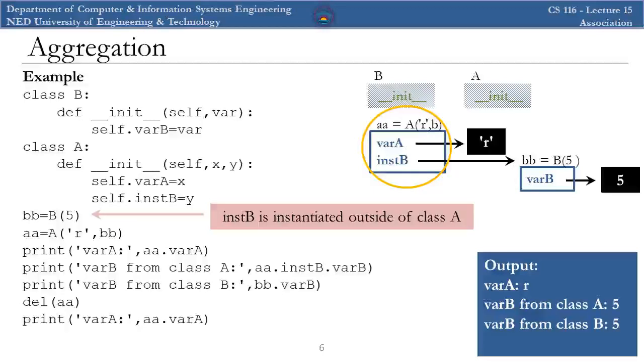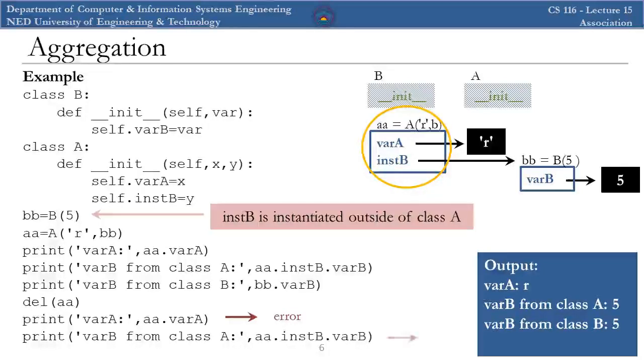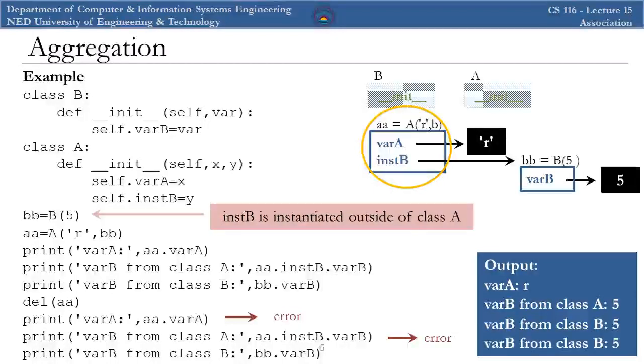And if you try to access variable A, this will give an error because that namespace has been deleted. If you try to access variable B through AA, this will also give you an error. But if you try to access variable B through the BB variable, then that is absolutely fine because BB's namespace still exists. So this will print 5.